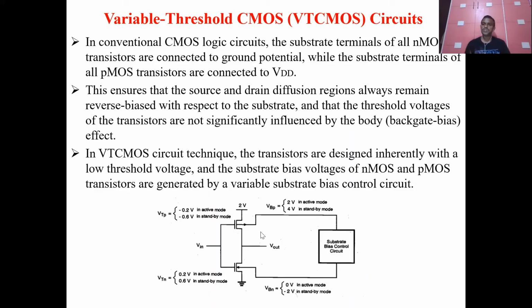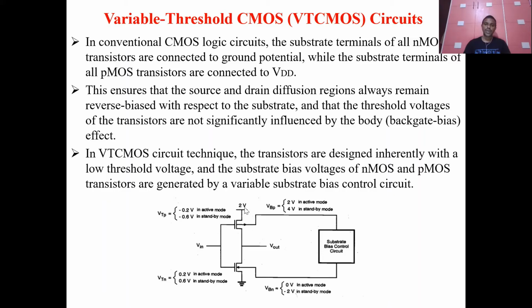Because if you reduce the power supply, automatically you have to scale down the threshold voltage. Whenever you scale down the threshold voltage, problems will arise. To avoid those problems, we change the substrate bias according to our requirement by using the substrate bias control for this circuit.